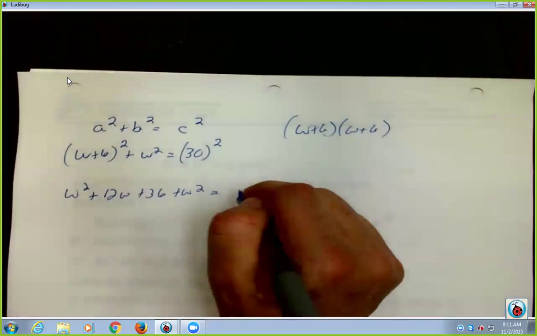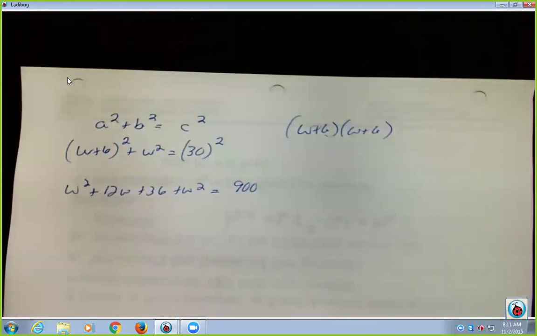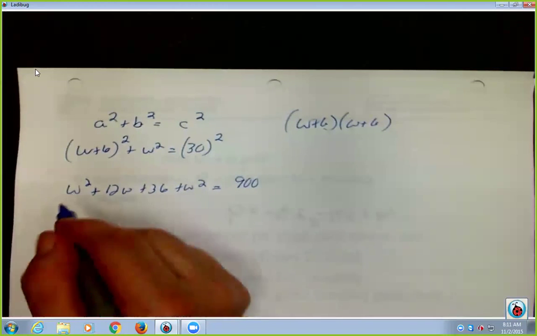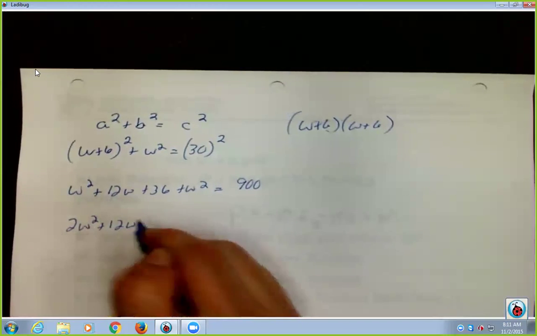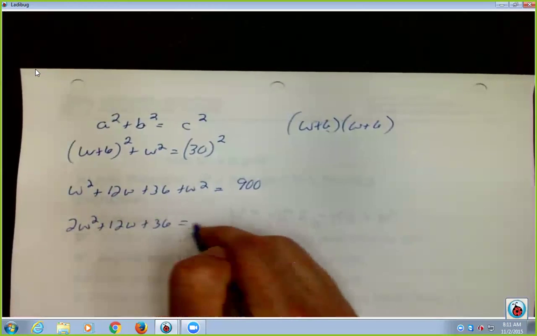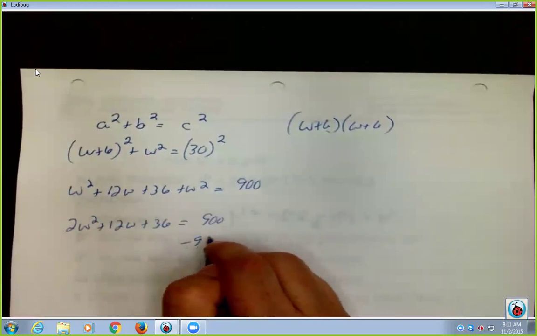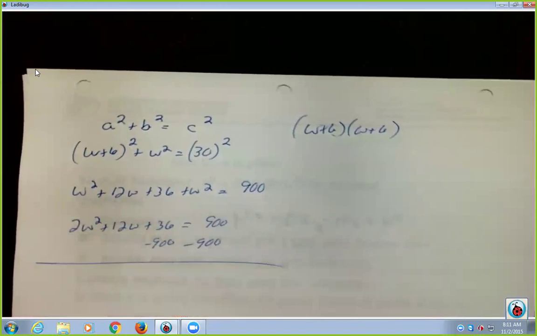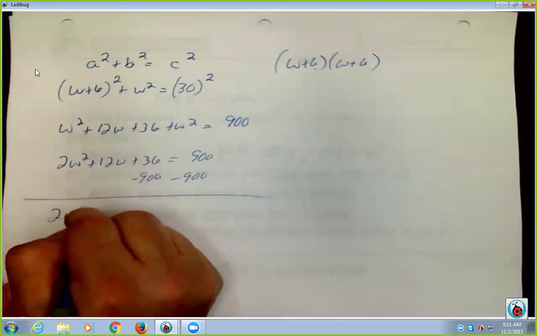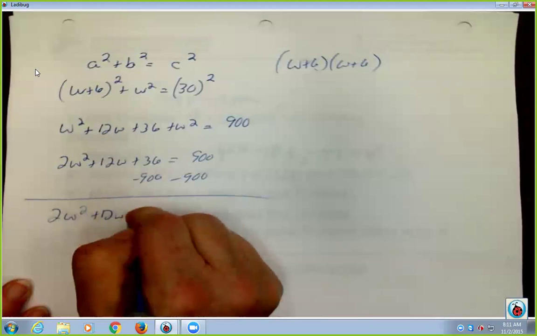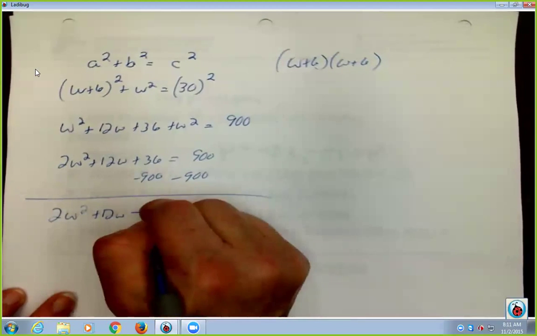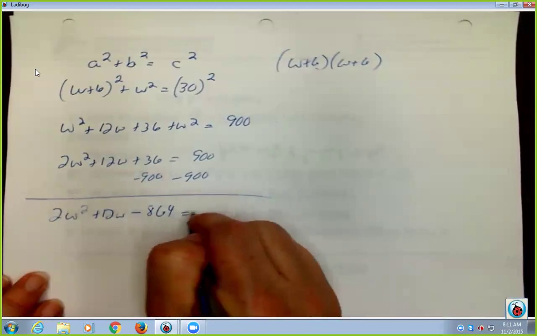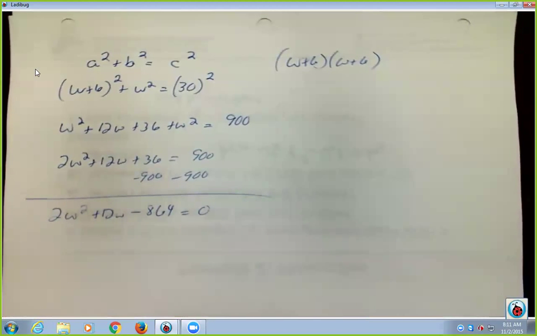And we end up with 900. So far, so good. Combine some like stuff. w squared and w squared is 2w squared plus 12w plus 36 equals 900. Subtract 900, and that leaves me with 2w squared plus 12w minus 864. And that is all going to end up equaling 0.